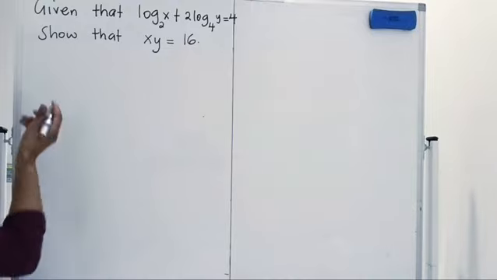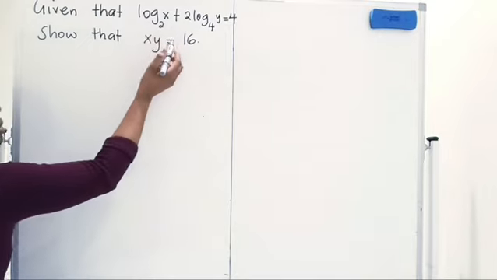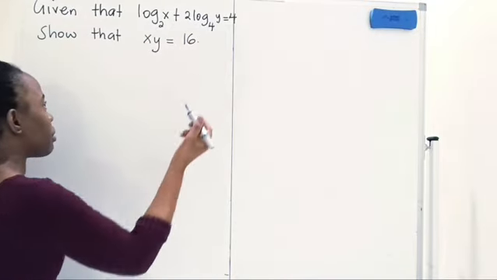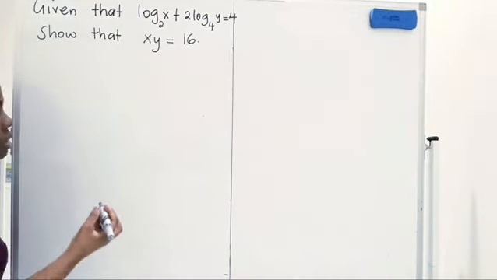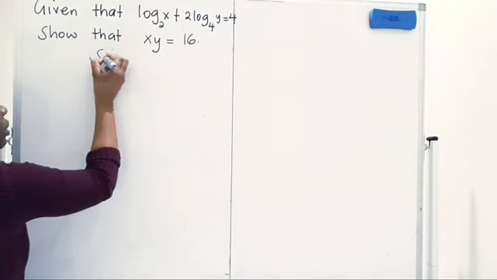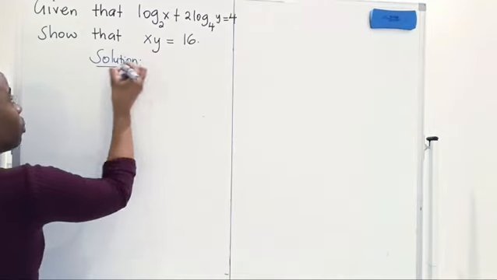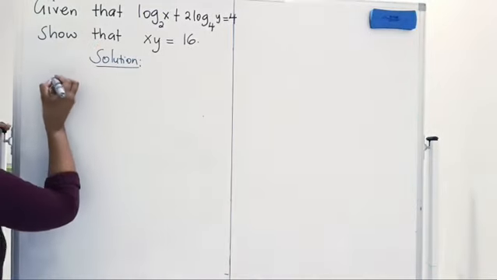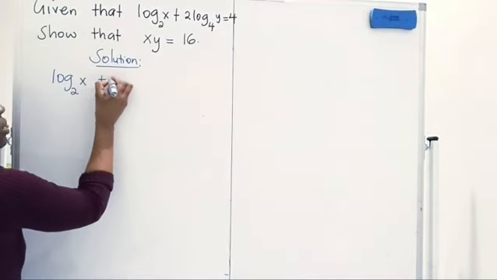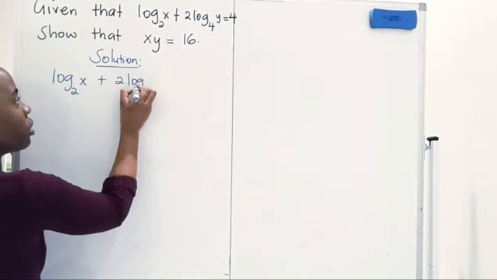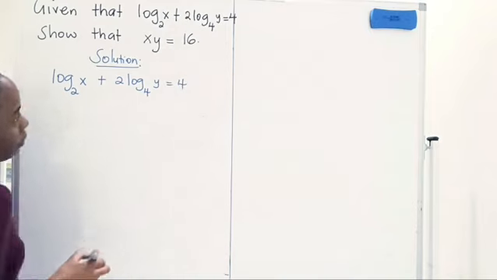Okay, we have this one. It is given that log 2 of x plus 2 log 4 of y is equal to 4. So we are going to show that xy is equal to 16. So in our solution, we have our equation log 2 of x plus 2 log 4 of y equaling 4.